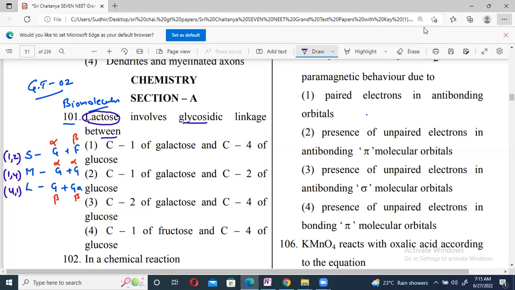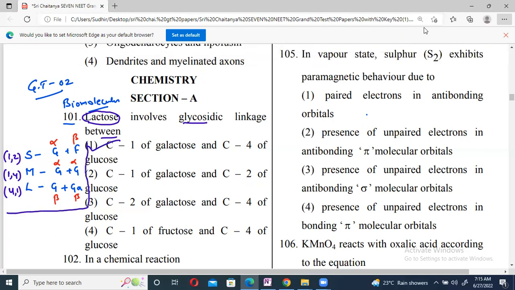C4 of beta glucose, then C1 of beta galactose. C1 of fructose is not there, C2 is not there. C1 of beta galactose, so option 1 is correct.